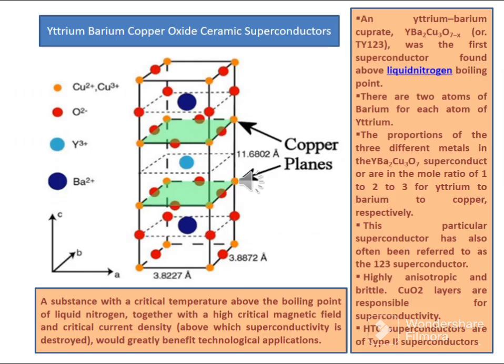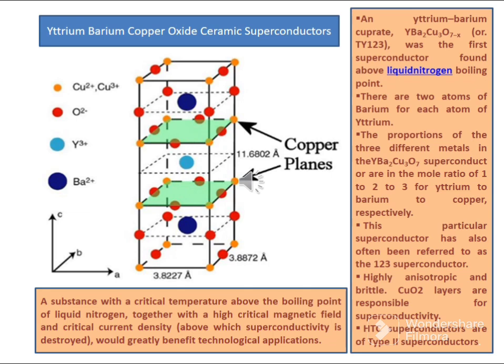This is the structure of yttrium-barium copper oxide ceramic superconductors, often called 1-2-3 superconductors, which are highly anisotropic and brittle. The CuO2 layers, shown in green color, are responsible for superconductivity. High TC superconductors are type 2 superconductors. We'll see later what is meant by type 2 superconductors.